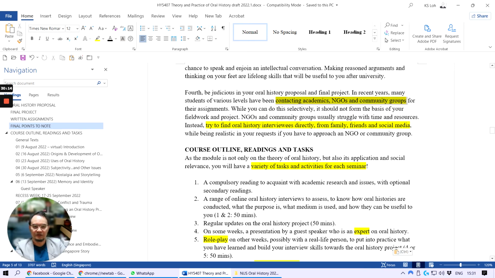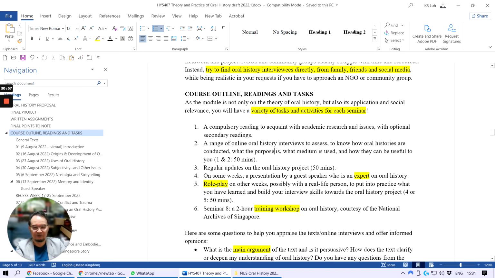Now, don't try to contact NGOs and local academics for help. Please don't bother them. Okay, they're often very tied up with their own work. The NGOs and community groups often are not well resourced. So they're one person to take care of a lot of matters and they have to reply to your inquiries. So don't. Try to find your own interviewees from your own sources and networks. Try not to bother the NGOs and community groups. Okay? If you really need help, come and speak to me. We'll talk about it finally.